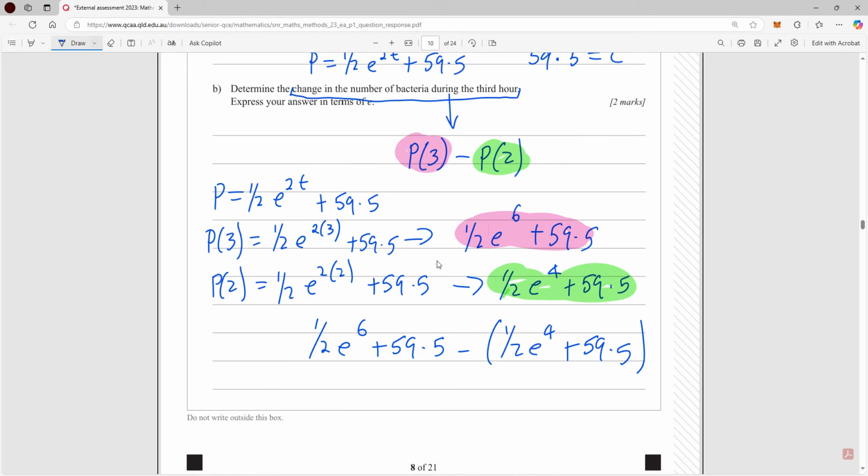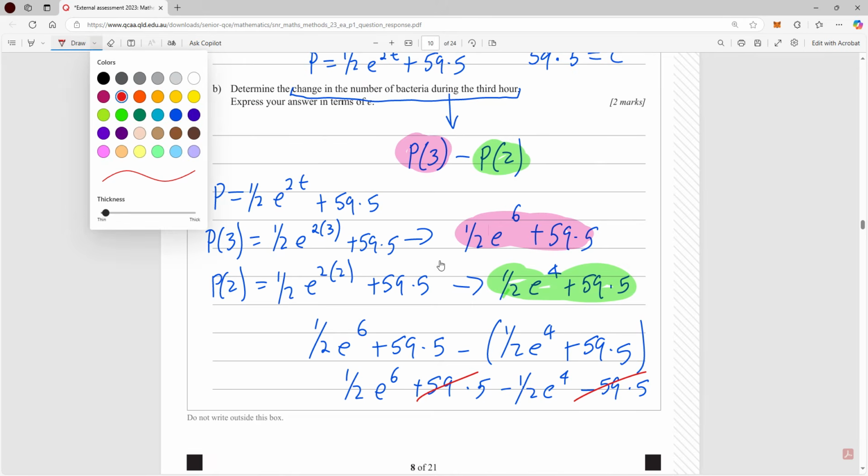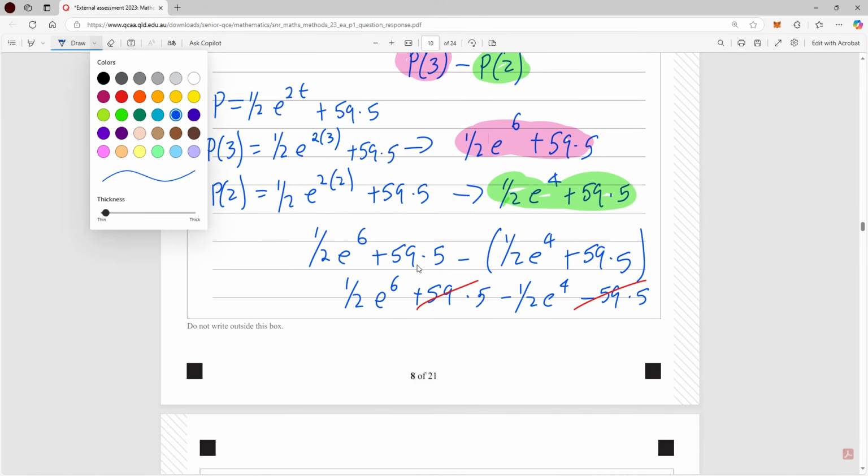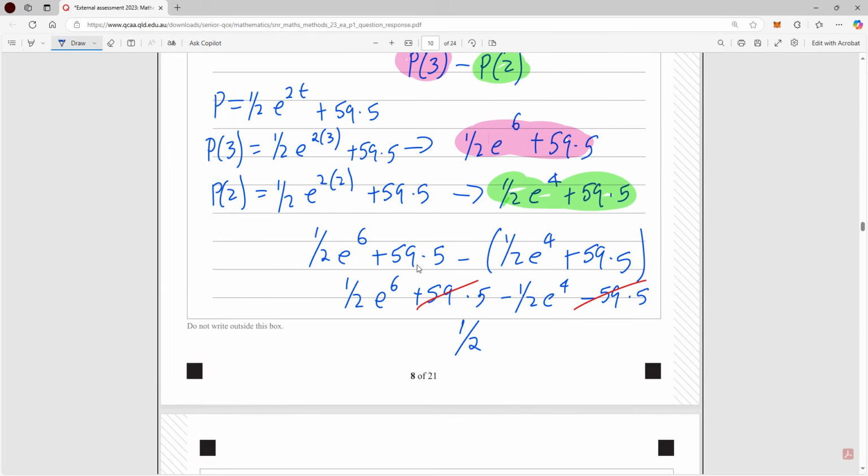If we distribute that negative, we're going to be left with this, plus, or I should say subtract, this stuff here, okay? Now we can see that that cancels out perfectly with that, so we can get rid of those. So all we're left with is this as an expression. We're not going to be able to work this out in any more detail because we don't have a calculator. So the answer is a half e to the 6 minus a half e to the power of 4, and there's literally nothing else you can do here, okay?